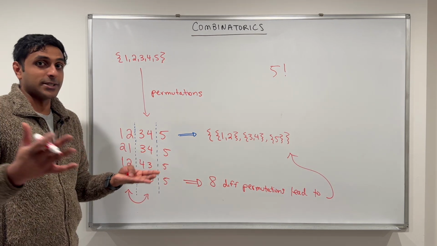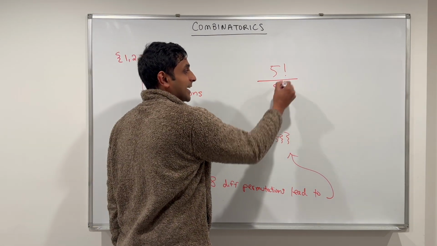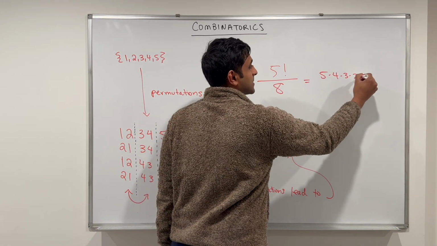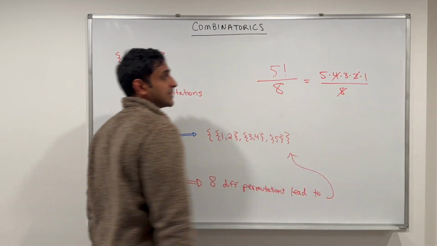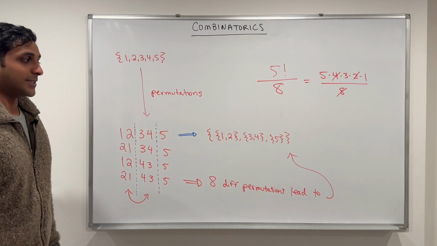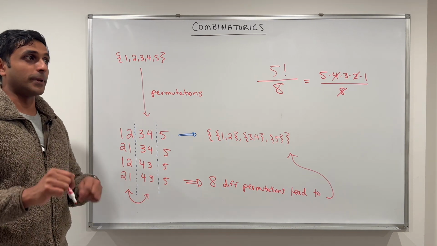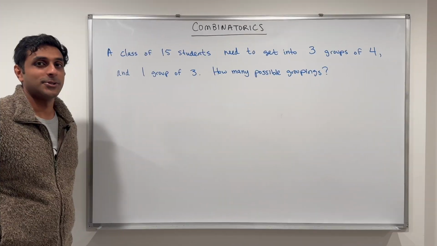So we can do what we did before and divide the incorrect count by 8, which if we do it out, that's 5 times 4 times 3 times 2 times 1 over 8. Well, the 8 cancels with the 4 and the 2, and that is indeed 5 times 3 is equal to 15. So this seems like a little bit more complicated, but I promise for bigger sets and bigger partitions, this is way better. Here's the question.